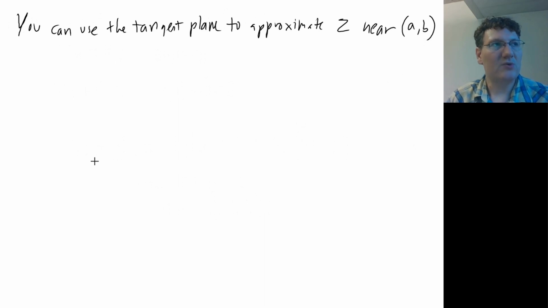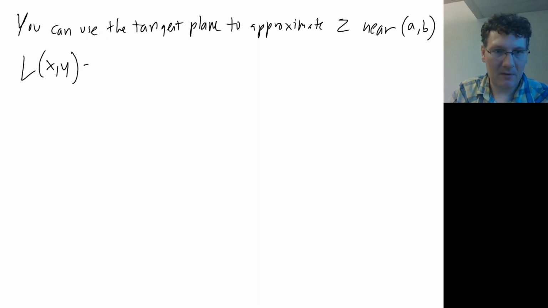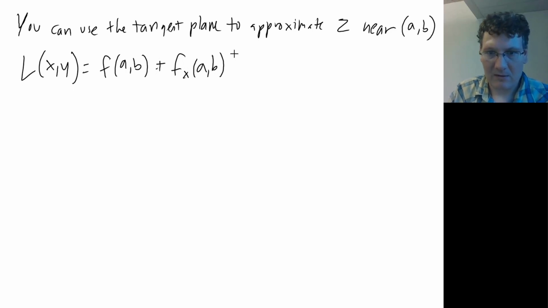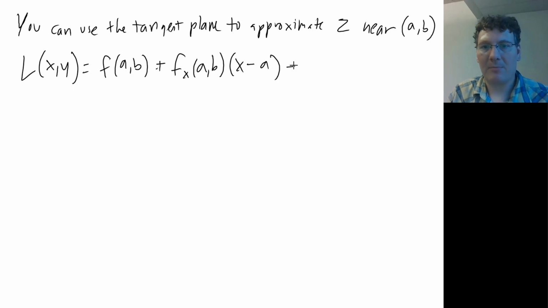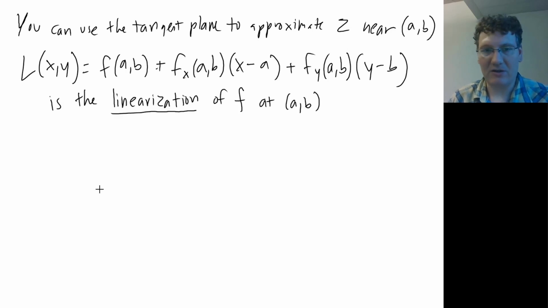So just as we used a linear approximation with a function of one variable, you could use a tangent plane to approximate z near some point (a, b). And so the linearization is f of (a, b) plus the partial derivative with respect to x times x minus a plus the partial derivative with respect to y times y minus b. So this is what you call the linearization of the function f of x, y equals z, at (a, b).